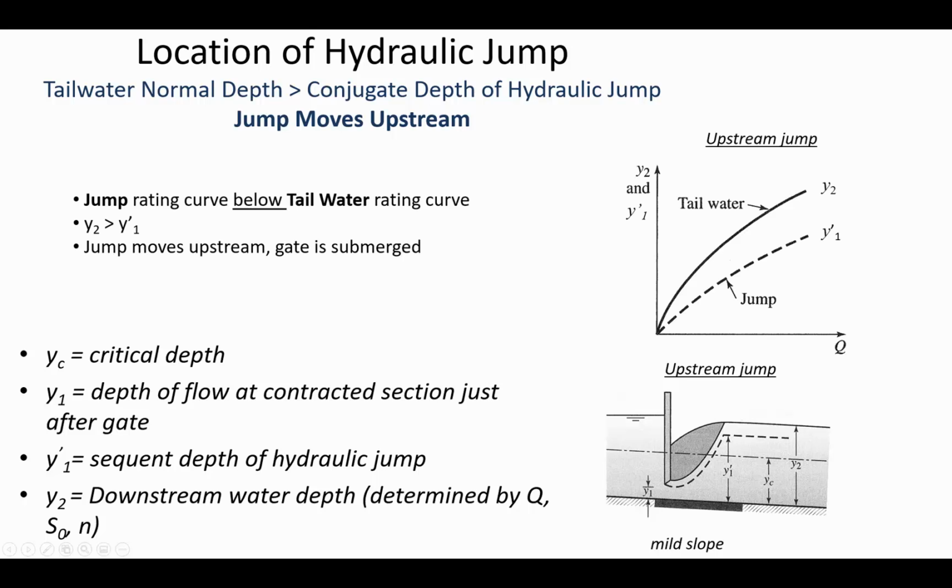So if we look at it from the perspective of the rating curve, this time the tailwater rating curve is above the jump rating curve. So that means for a certain flow rate, the tailwater depth is deeper than the jump. So it drowns the jump. The hydraulic jump is submerged. And it may be that the gate itself is also submerged. So those are the two cases. The jump can run away from the gate, or the jump can come toward the gate. And those are the reasons why.